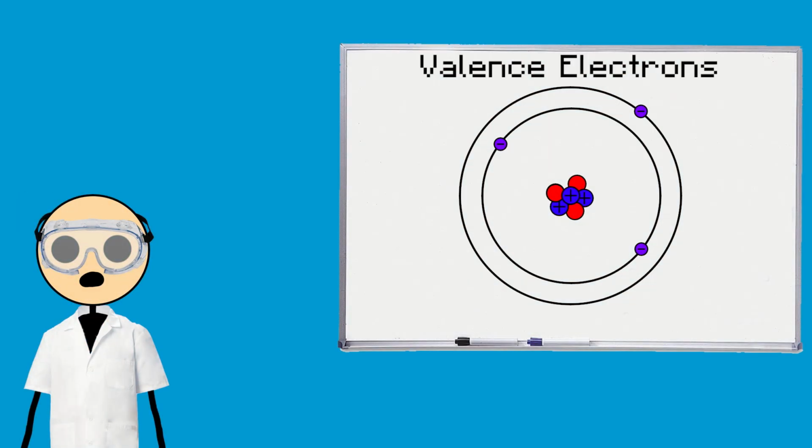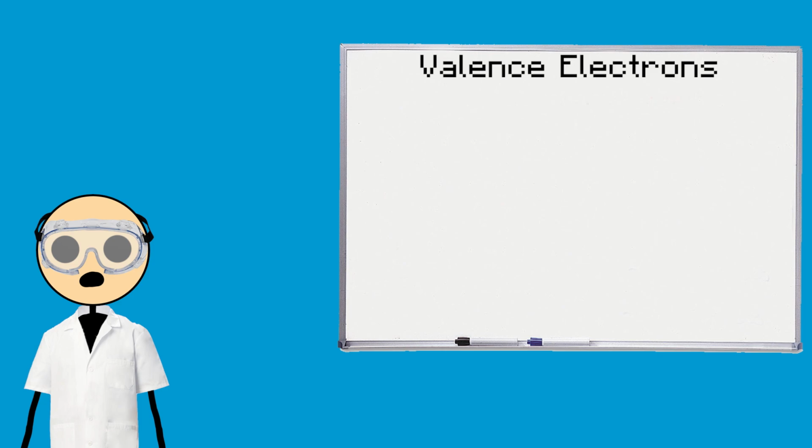Atoms are made up of three subatomic particles: protons, neutrons, and electrons. Electrons orbit the nucleus of the atom in energy levels. Among these electrons, the ones in the outermost level are called valence electrons. Valence electrons play a crucial role in chemistry because they determine how an atom interacts with others. Think of them as connectors that allow atoms to bond and form molecules.